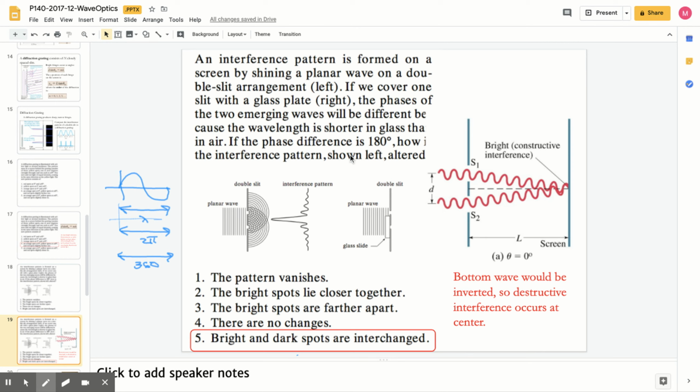So if the phase difference is 180, that means we're here. So the phase difference is a half a wavelength between these two. And so if we have a half a wavelength, that means that they're going to be out of phase. So it's going to go from bright to dark or dark to bright. So they're going to be interchanged because they go from constructive interference to destructive interference when the phase is changed by the glass plate in front of one of the slits.